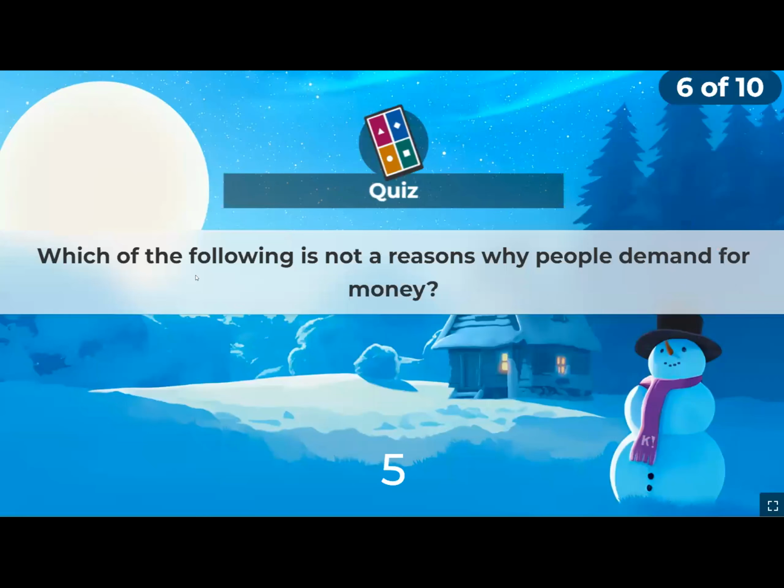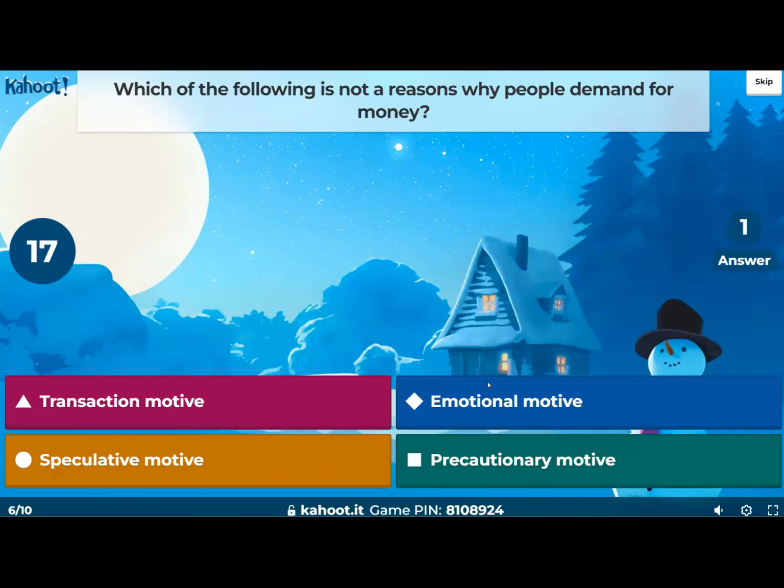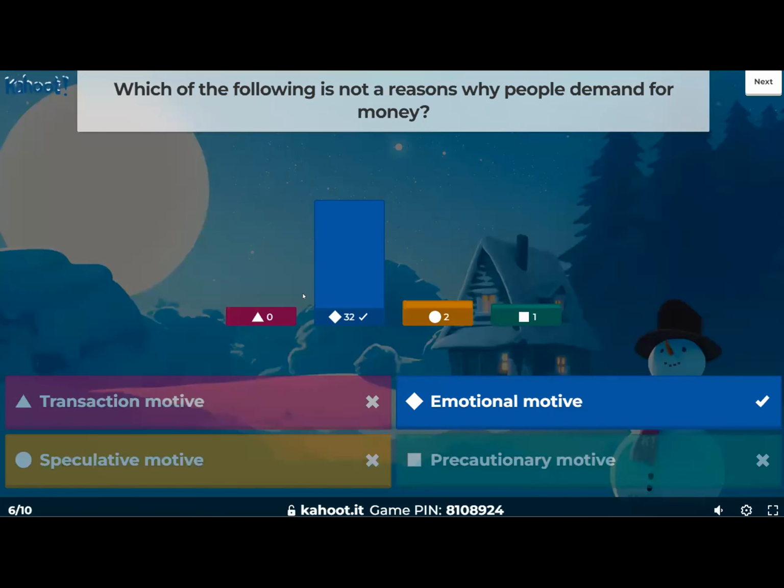Next one. Which of the following is not a reason why people demand money? Transaction motive, emotional motive, speculative motive, precautionary. Again, if you are listening, you can get it right. Now, there is nothing called emotional motive. No nonsense. Don't come up with a new name. That is not the reason.